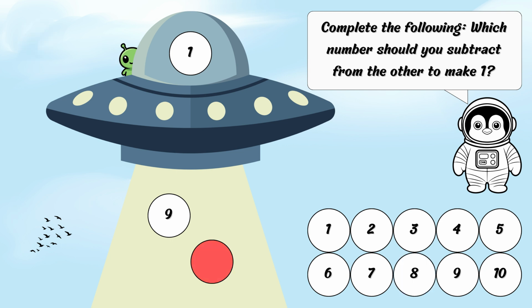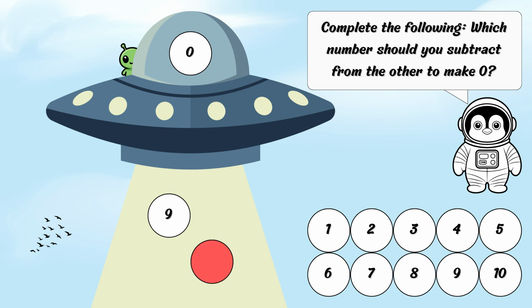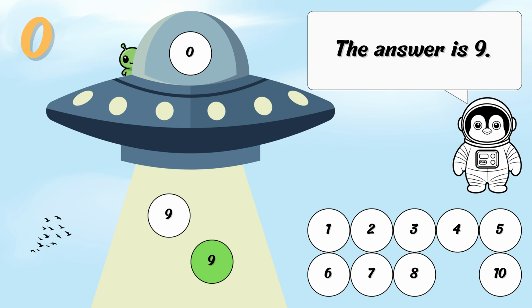Complete the following. Which number should you subtract from the other to make 1? The answer is 8. Complete the following. Which number should you subtract from the other to make 0? The answer is 9.